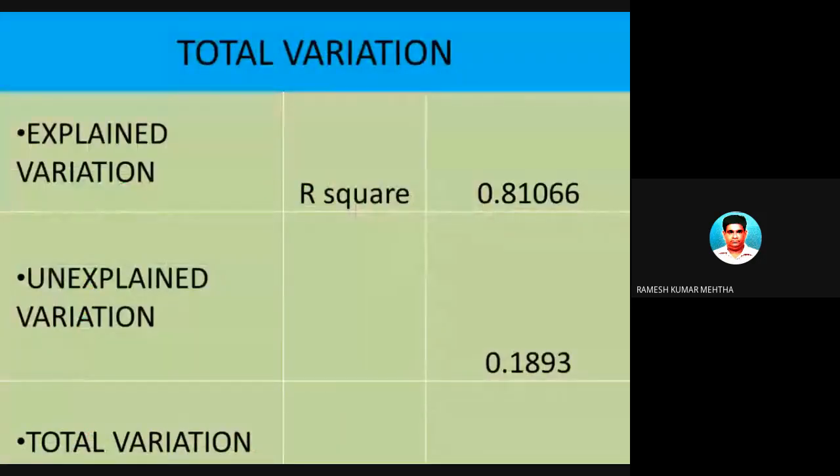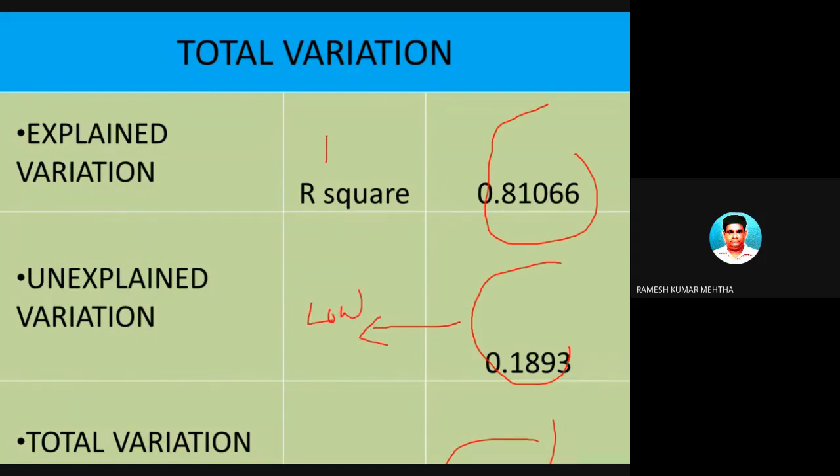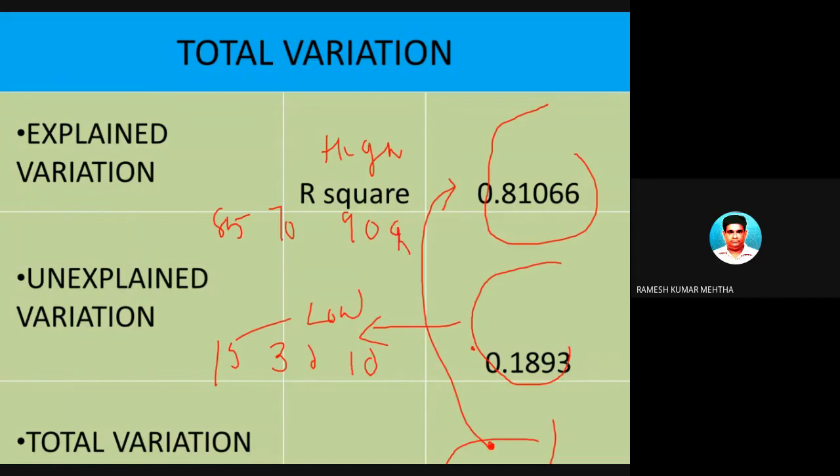So 0.81 and 0.1893. This is R square, this is the unexplained variance, and this is the total variance. This one should be high and this one should be low. Out of 100 percent, for example, if this is 90%, obviously this will be 10%. If this is 70%, this will be 30%. If 85%, this will be 15%. If 95%, this will be 5%.